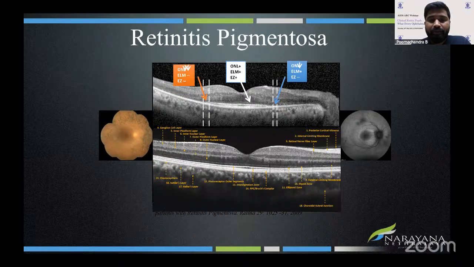If you compare it to a normal OCT where the ellipsoid zone is present throughout, in patients with rod cone dystrophy group of disorders like retinitis pigmentosa, it is intact only in the foveal region and there will be tapering and loss in the parafoveal region.